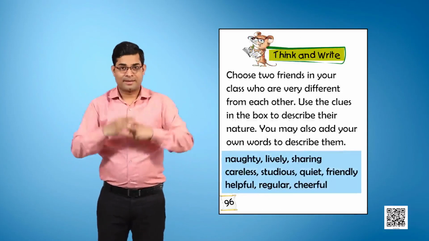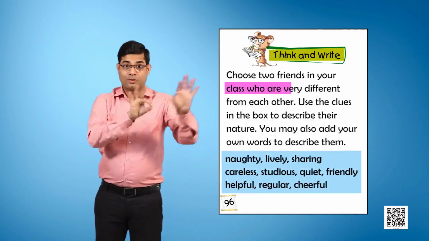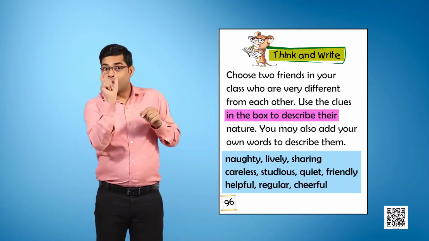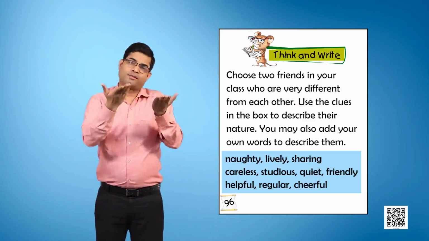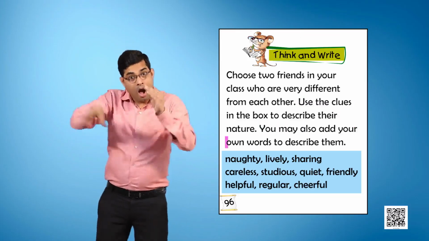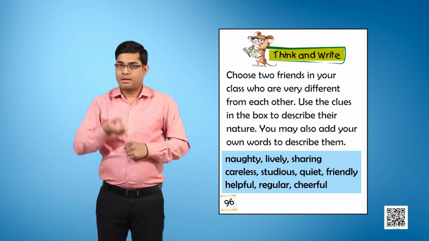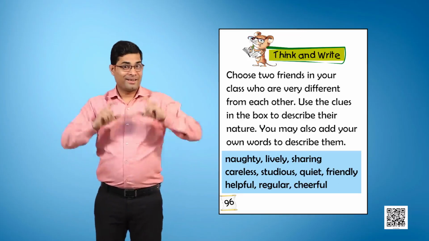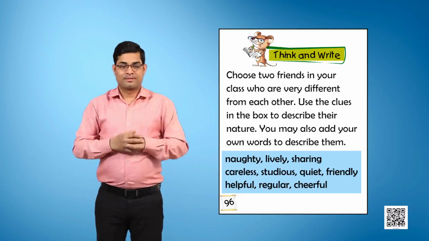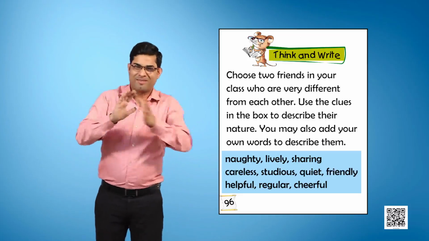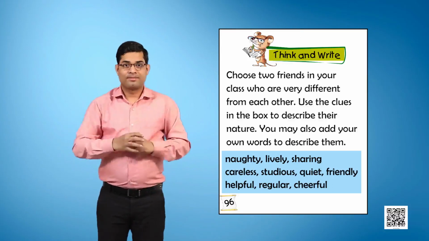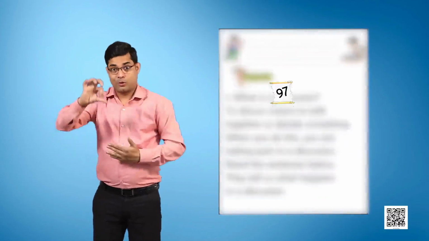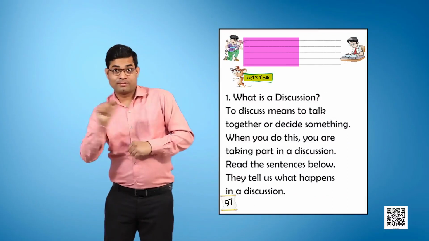Think and write. Choose 2 friends in your class who are very different from each other. Use the clues in the box to describe their nature. You may also add your own words to describe them. Naughty, lively, sharing, careless, studious, quiet, friendly, helpful, regular, cheerful. Page 97. The space has been provided for you.